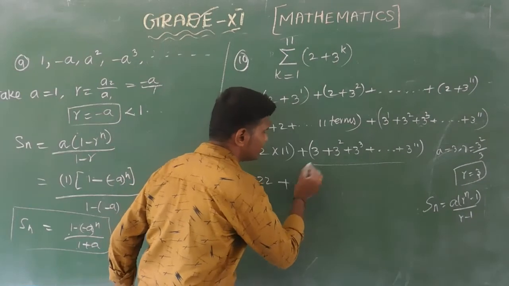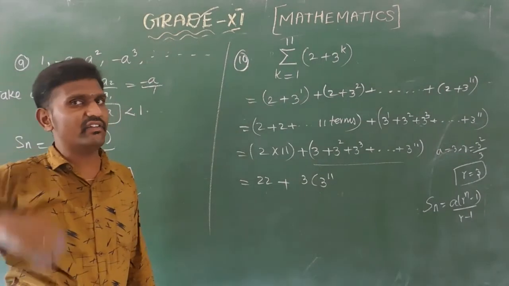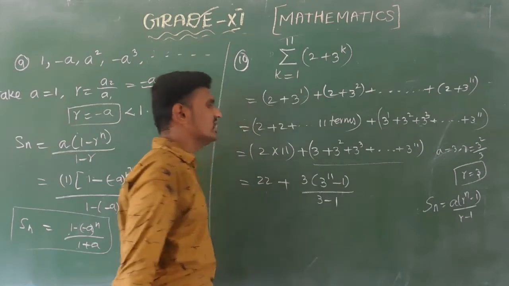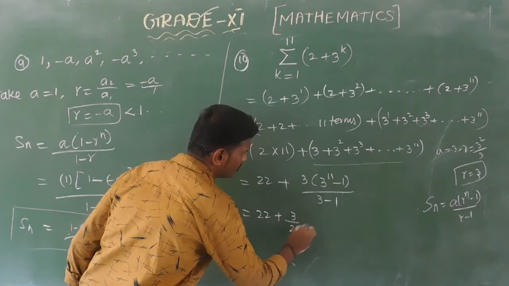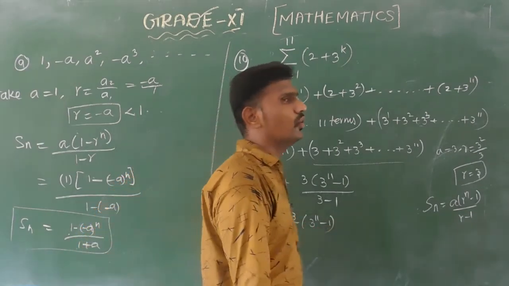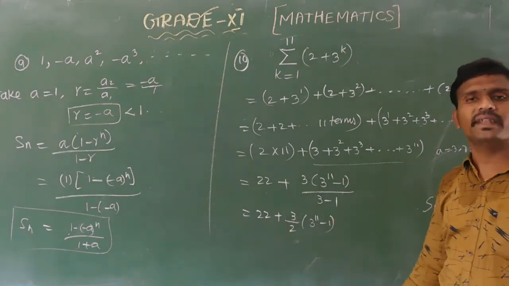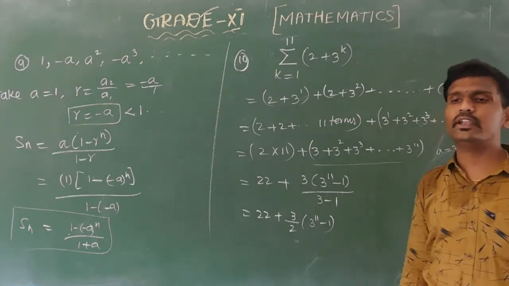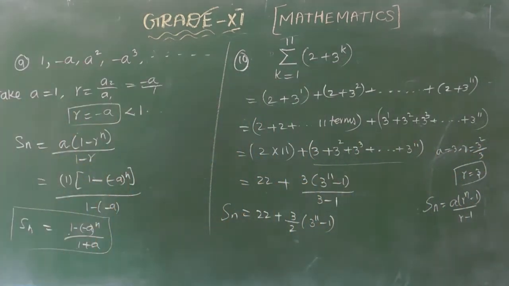The value of a is 3 here. So 3 into 3 power 11 minus 1, the whole divided by 3 minus 1, because we have 3 power 1 to 3 power 11. So 22 plus 3 by 2 into 3 power 11 minus 1. Otherwise, taking the cross multiplication, 22 times 2 is 44, plus 3 into 3 power 11 minus 1, the whole divided by 2. So this is the value of Sn.